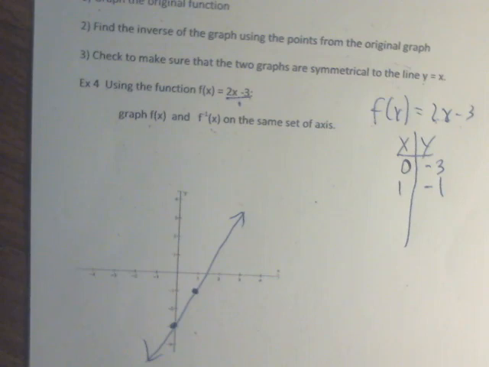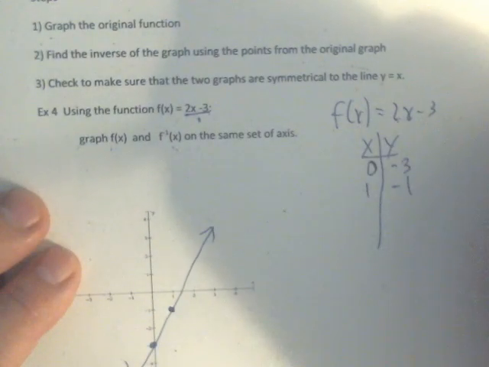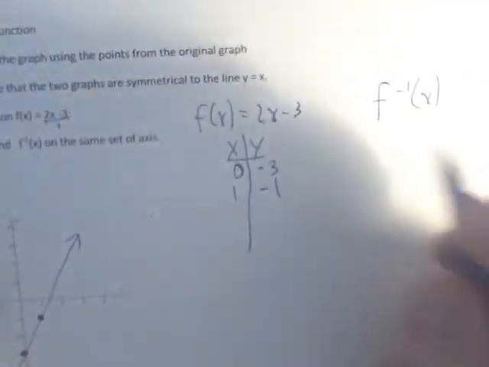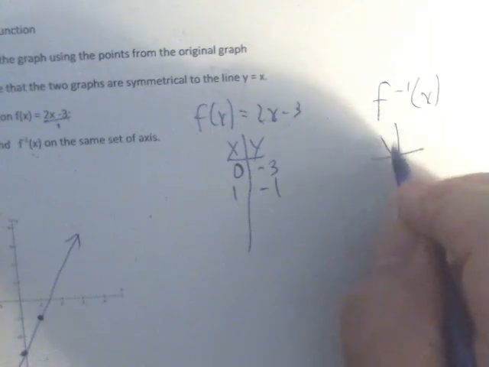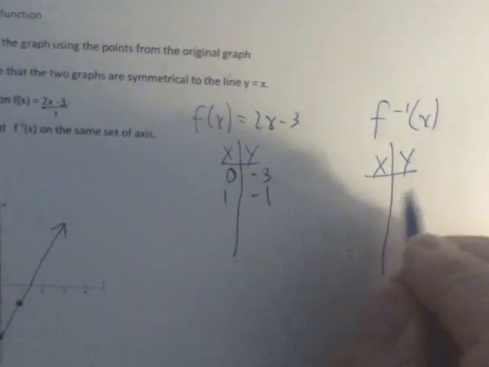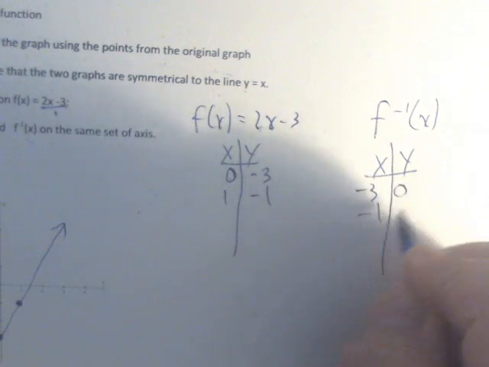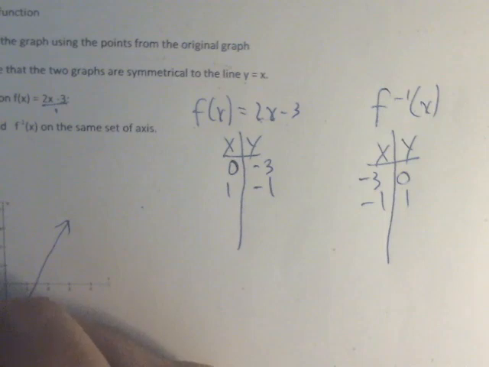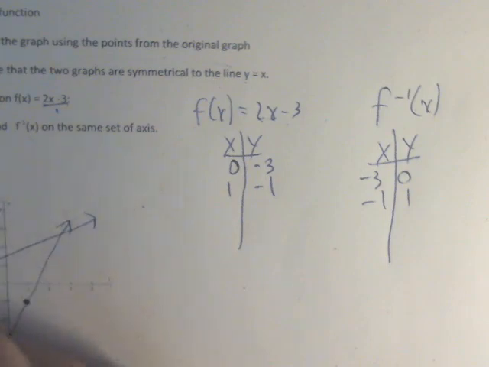So now what I need to do is graph the inverse. Again, I don't need the equation. All I need to do is reverse these coordinates. So in my XY table, I reverse the coordinates and plot them. Negative 3, 0 is here. Negative 1, 1 is here. So this line goes through there.